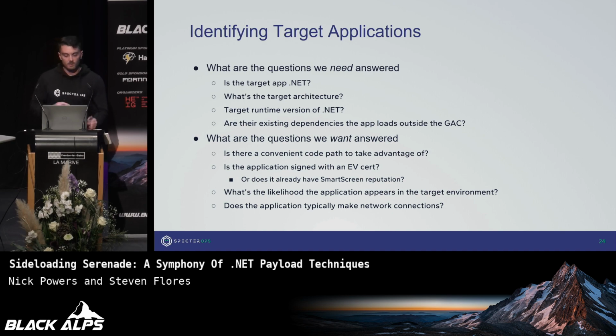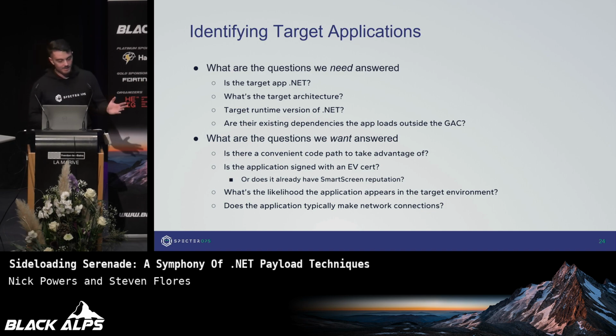So when we're picking out an assembly that we want to target, what are some of the questions that we need answered, and what are some of the questions that we want answered? It's really going to depend on your use case, like the target environment. Do you have access to third-party software that's already installed on the machines? If not, then maybe targeting popular bloatware, something that might already have some sort of reputation in the environment that you're targeting. Is the target app .NET?